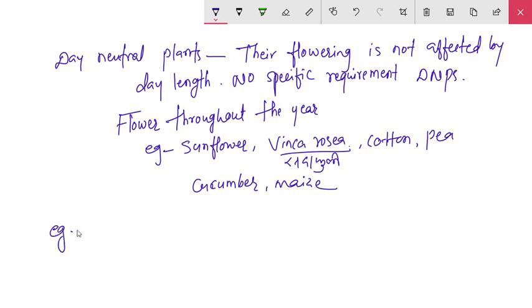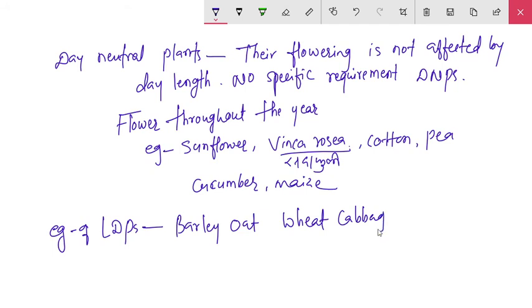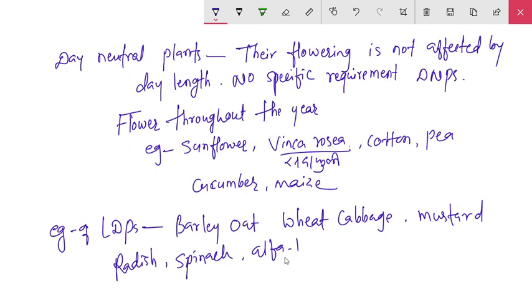The examples of long day plants. ते राहिलं आपल्याकडून long day plants examples. The examples of long day plants are barley, oat, wheat, cabbage, gobi, mustard, mori, okay, radish, spinach, mula, radish mula, spinach, palak, then alfalfa, घोडा घास, okay, hibiscus. So these are some of the examples of long day plants and day neutral plants. Okay. So I hope you got the points.